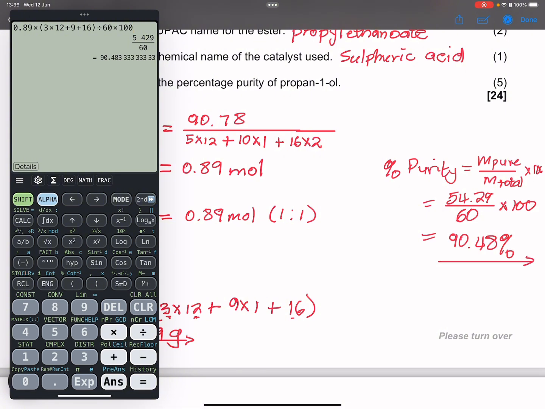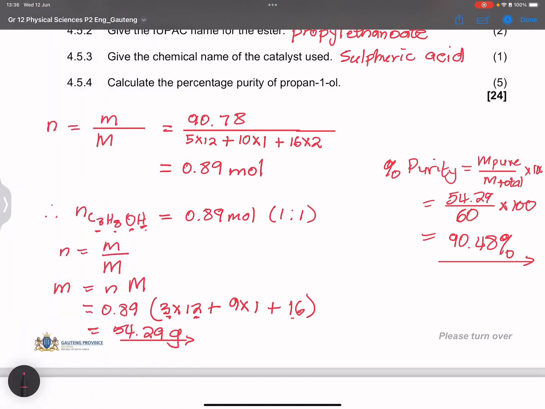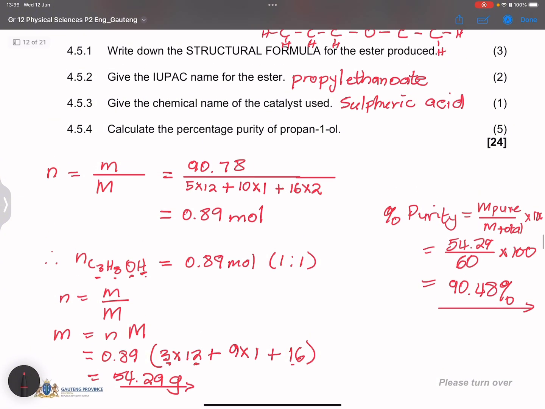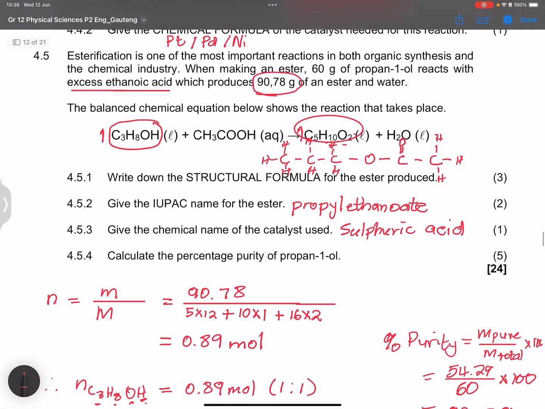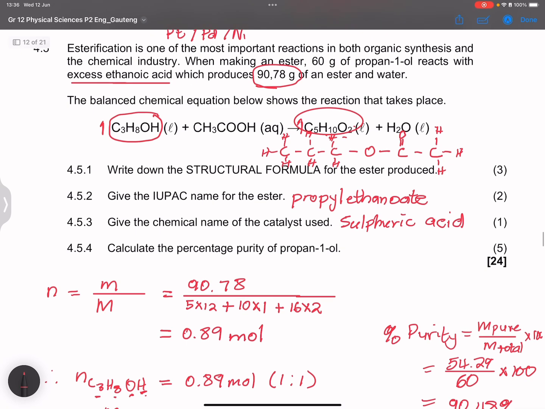All right, so that would be our percentage purity, I think that's what I would get. All right, please just verify that for me as well, just to make sure that we get to the right answer. All right, so ladies and gents, we leave it there. All right, we are going to go on now to the next question.